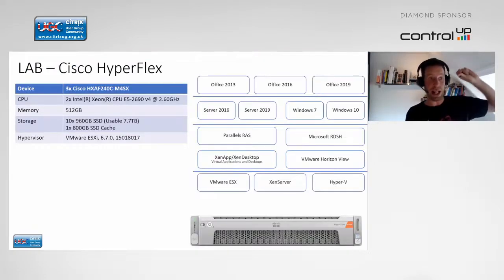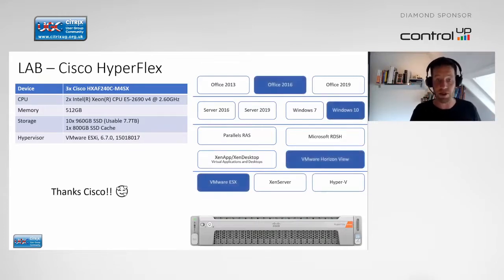Now, for reference, my lab is a Cisco HyperFlex machine. I'm really happy that they sent it over to us. It's running VMware ESX with VMware Horizon View. I know I'm on the wrong show here, but I had to make a choice, right? I was comparing app layering versus app volumes and Liquidware. So I can make choices in my lab.